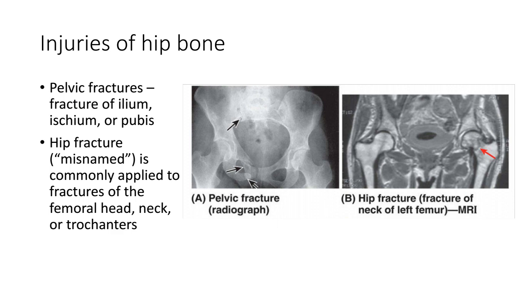So there could be a fracture of the ilium, ischium, or pubis. Hip fracture is actually misnamed because it is commonly applied to fractures of the femoral head, neck, or trochanters, and the hip is really the ilium, ischium, and pubis. So here you can see in the pubic bone, you can see a pelvic fracture. There's also another one in the ilium. And then over on B here, you can see that there is a fracture of the neck of the left femur.